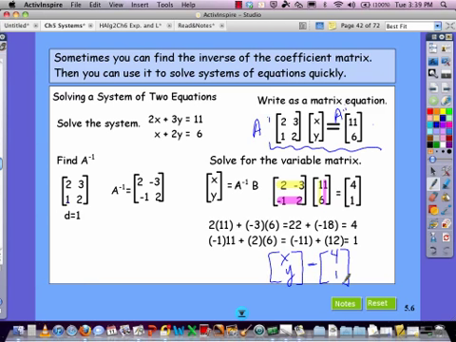What does that mean in retrospect to our problem? Remember, this was a system. If I have an ordered pair of 4, 1, it meant these two lines cross, and they cross at that ordered pair of 4, 1. So we have an intersection.